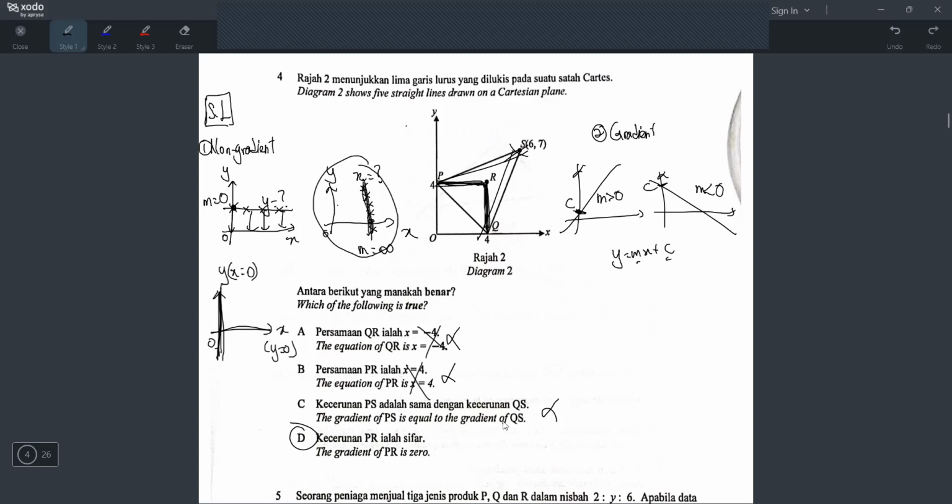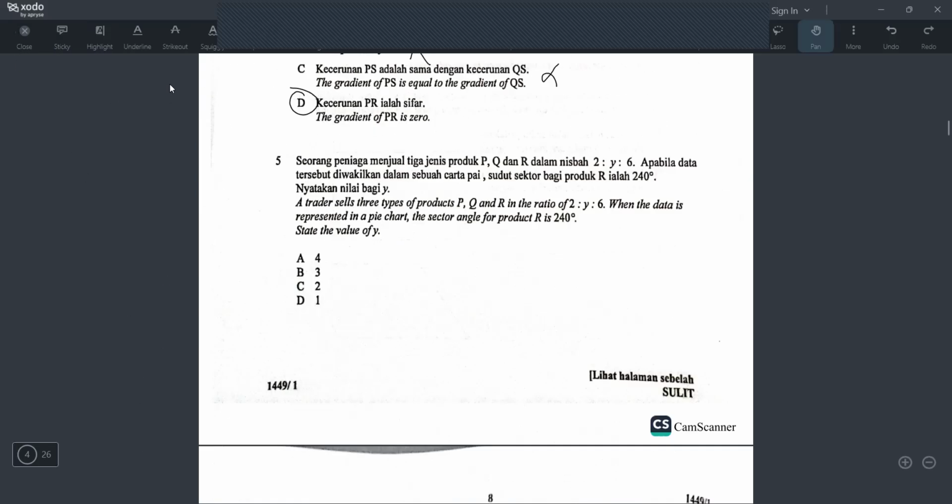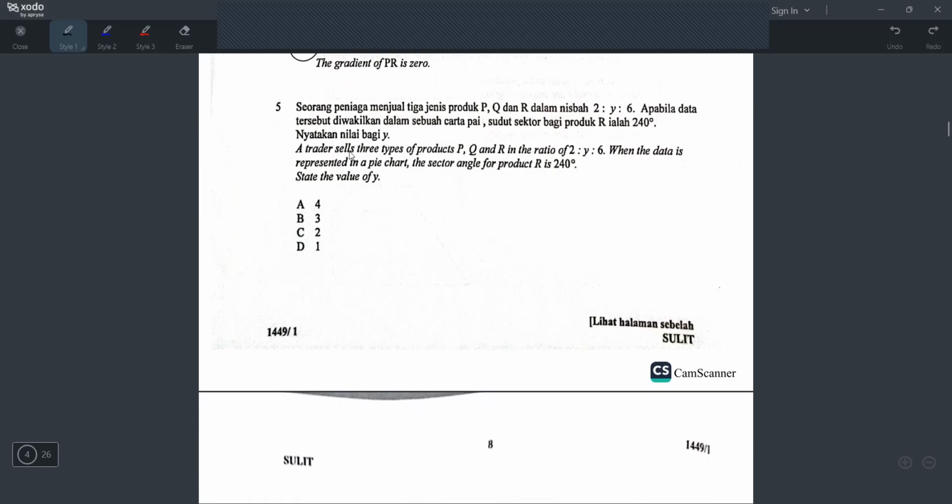Let's continue. C, gradient of PS is equal to QS. Okay, I already explained just now. PS and QS, these both are gradient lines, but they will not have the same gradient, because with the same gradient, they will not have an intersection point. It doesn't matter how long you tarik the line, how long you extend the line, they will not meet each other because they are parallel. But PS and QS, clearly they are intersecting at S, so that's why they don't have the same gradient. So the answer should be D, gradient of PR is 0, which is true. Yeah, I told you already, I proved to you here. So hope you understand.